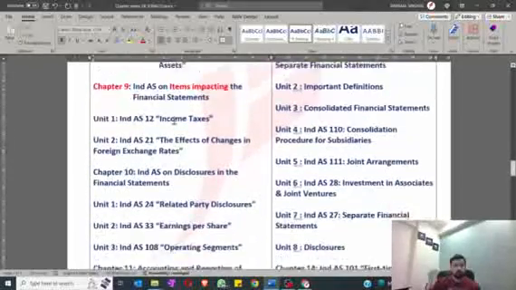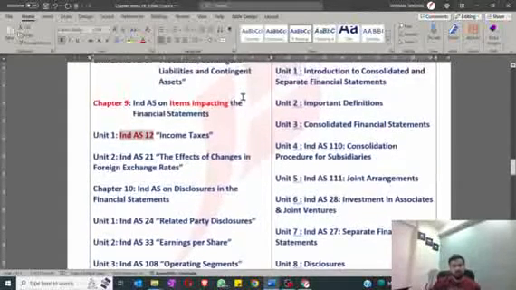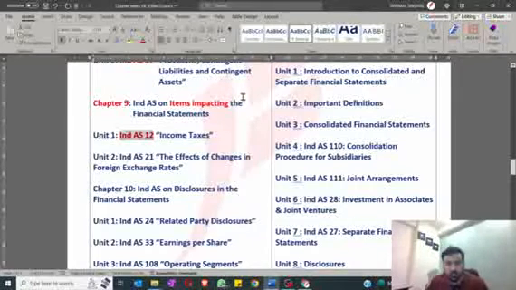Here we'll be studying Ind-AS 12, a very important Ind-AS again. Ind-AS 12 is on income taxes. So to make you familiar with the topics about which this Ind-AS is all about is deferred taxes. You must have heard about deferred taxes. So Ind-AS 12 will deal with deferred taxes, current taxes and deferred taxes, both.